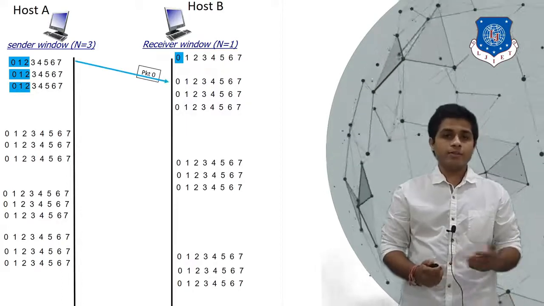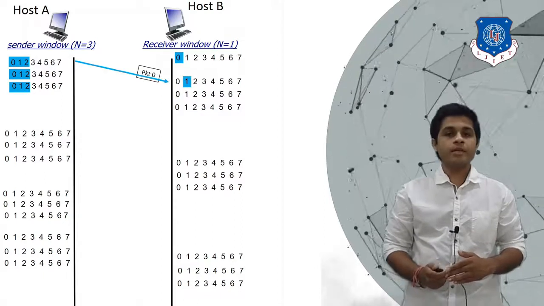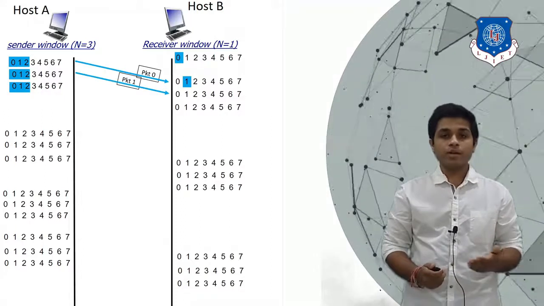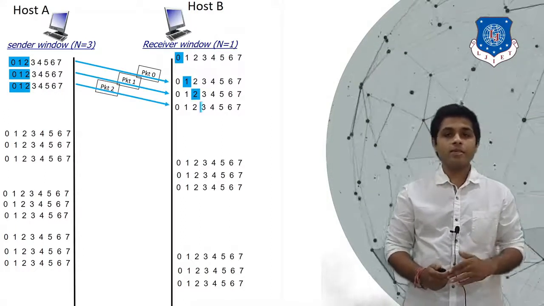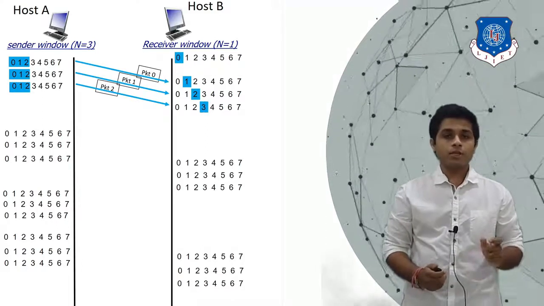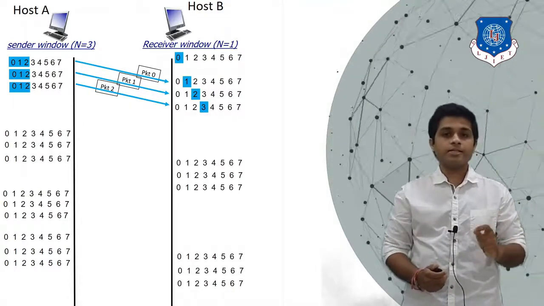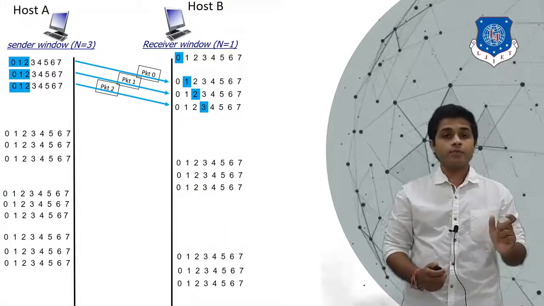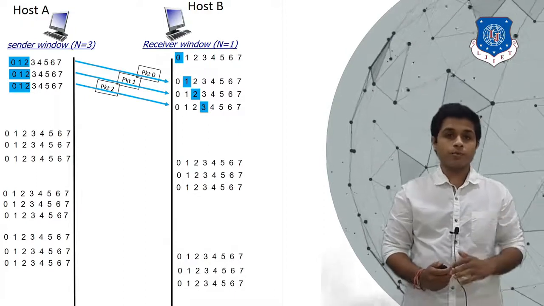As it receives packet 0, the window will slide to 1 at the receiver side. Then A will send packet 1, B will receive packet 1 and the window will slide to 2. And A will send packet 2 and B will receive packet 2 and it will slide to 3. The current position of the receiver's window is at 3. It means that it is expecting packet 3 next. And for the sender's window, 0, 1 and 2 are in transmission right now.